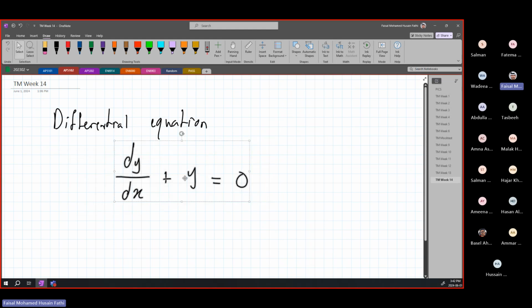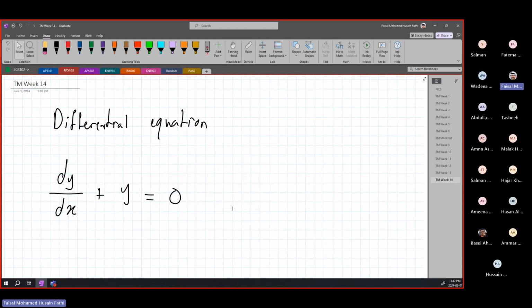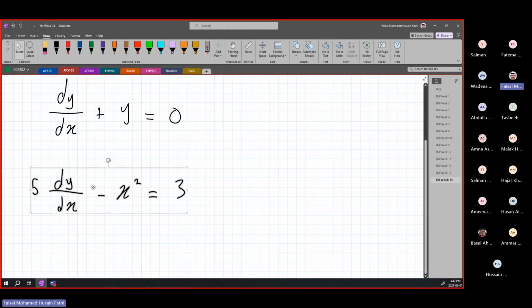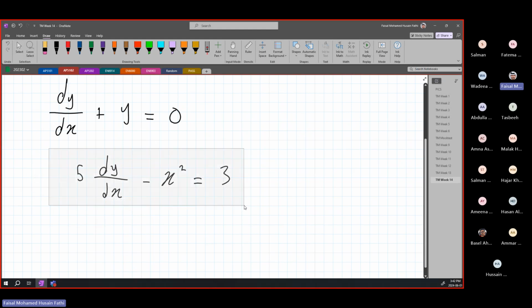All you guys need to know is that this is what a differential equation looks like. So you're going to have a differentiation and you're going to have the variable itself over here, or something like this, like 5 dy by dx minus x squared equal 3. This is also a linear differential equation, all right?